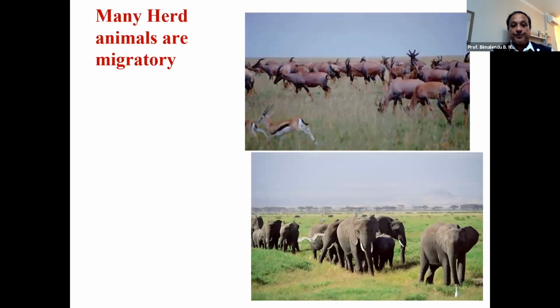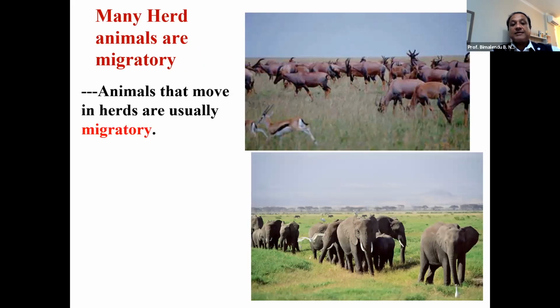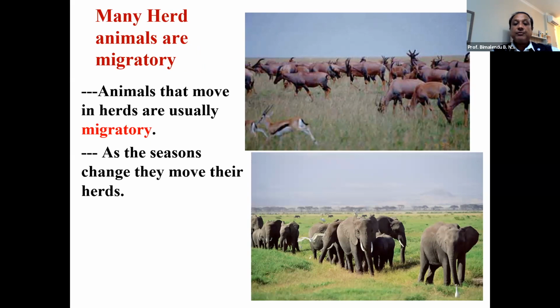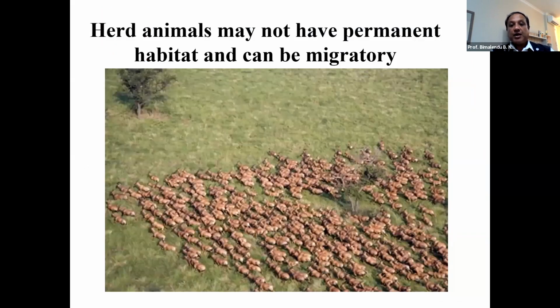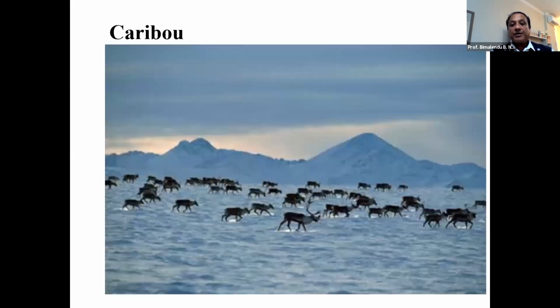climate change also. Many herd animals are migratory, and animals that move in herds are usually migratory. As the season changes, they move their herds. Traveling in herds protects them from predators. When they move in a group, you have better protection. And these animals may not have a permanent habitat, and most of the time they are in migration.